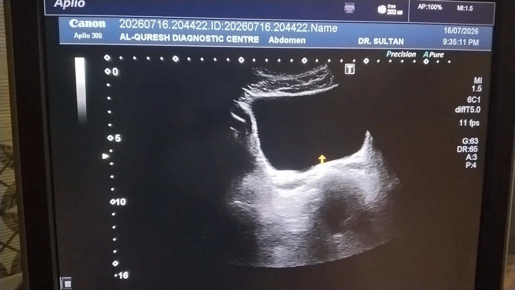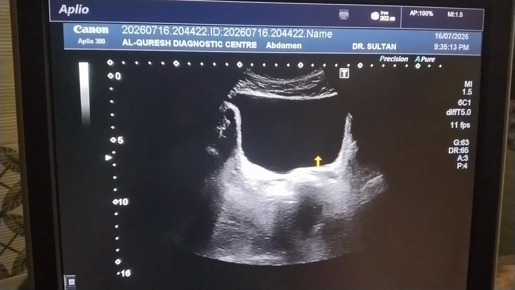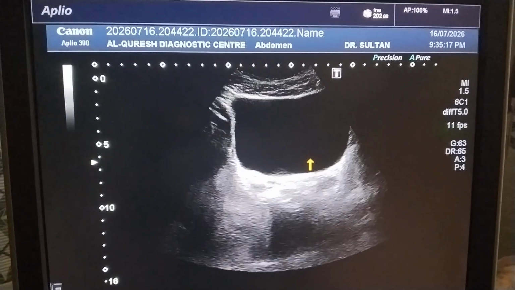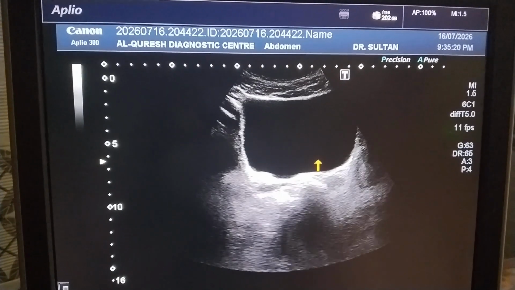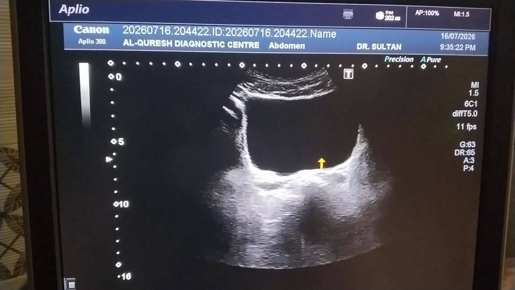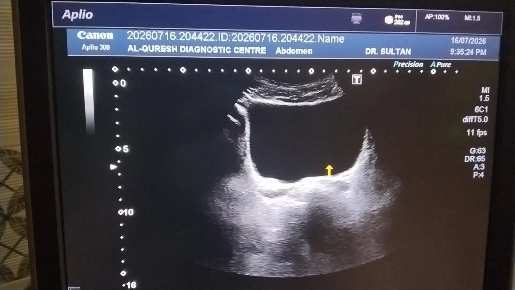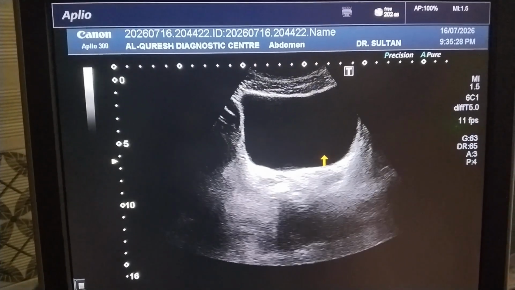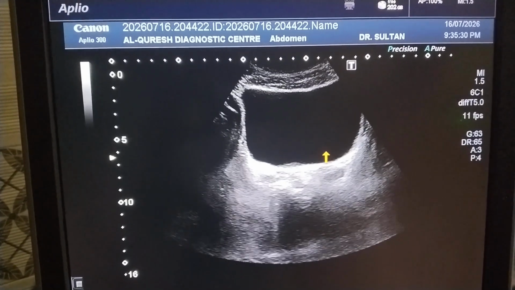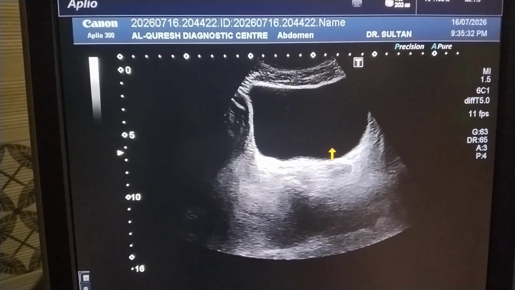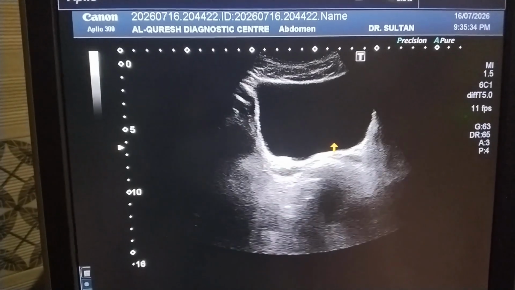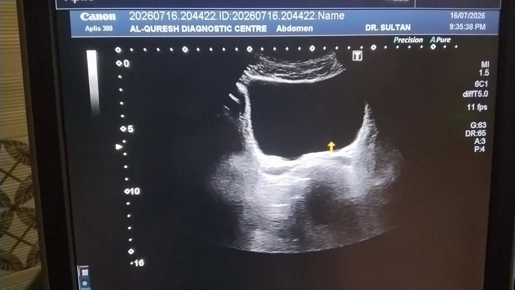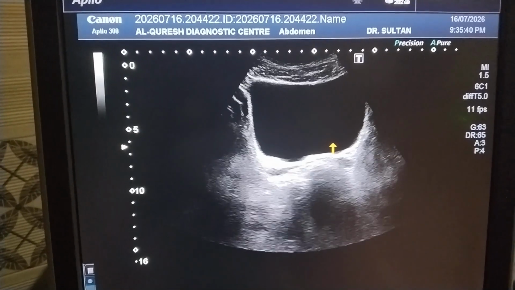So this was all about the normal anatomy of the urinary bladder. Whenever I come across the pathology of the urinary bladder, inshallah I will share it with you people so that we can all have the information about all the pathologies regarding the urinary bladder.